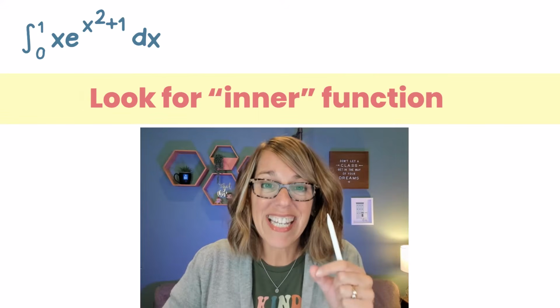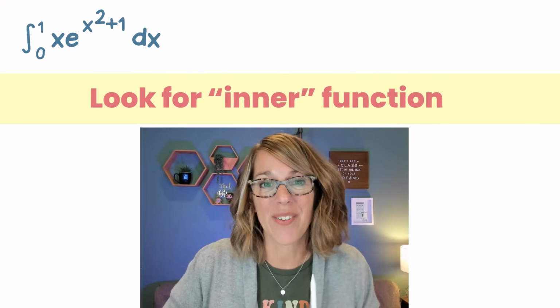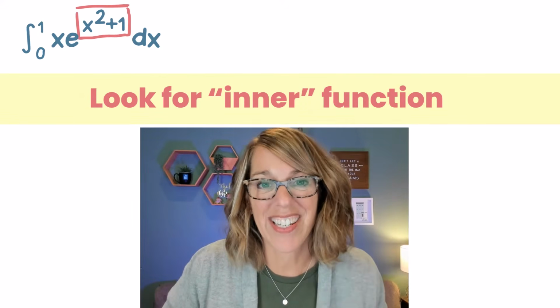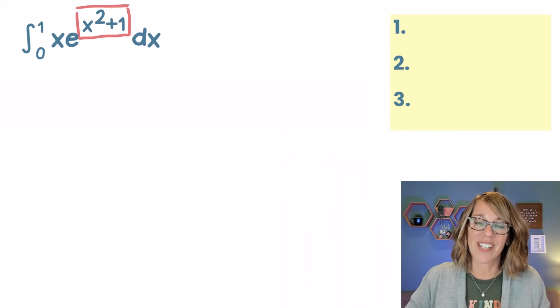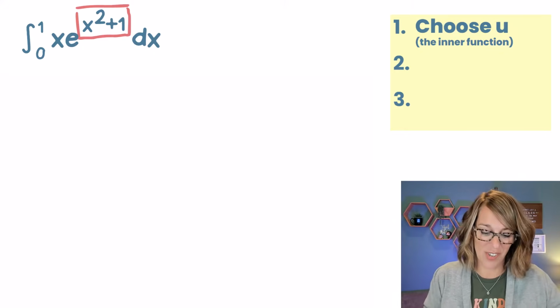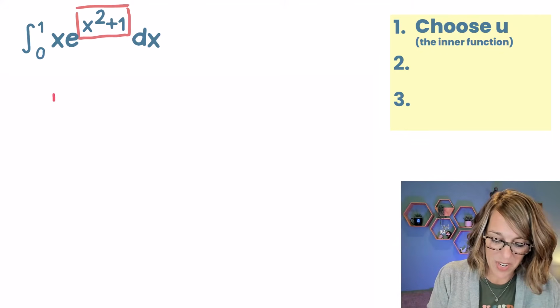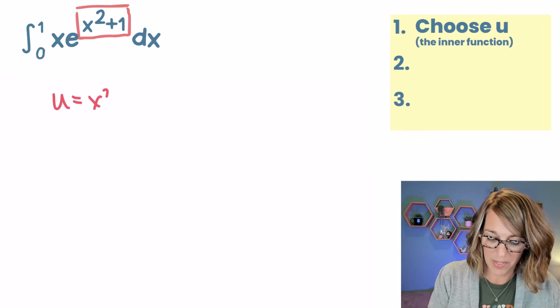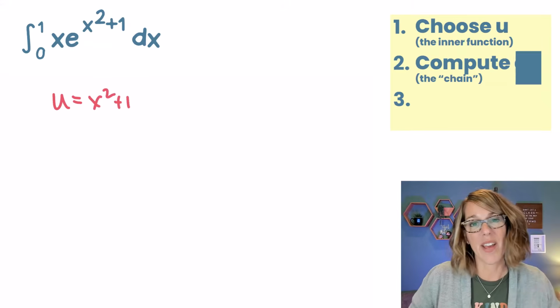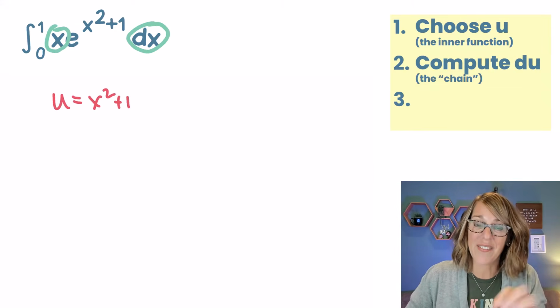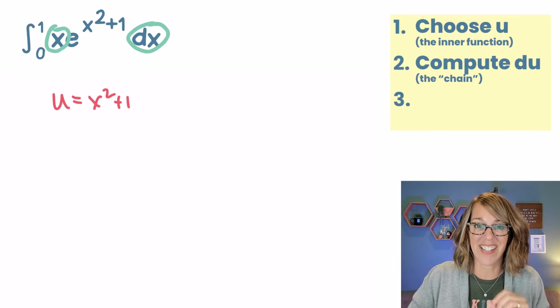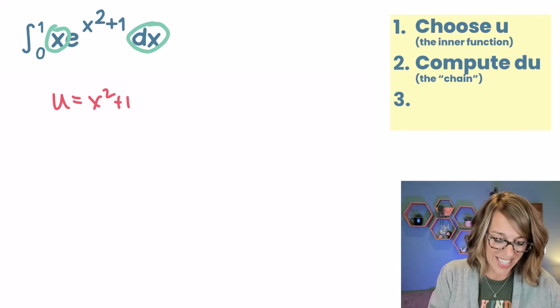We're going to focus in on what we see as an innermost function. In this case, it's our x squared plus 1. That gets us right into our steps, and step 1 is to choose u, so we're going to let u equal x squared plus 1. Our next step is to find du, and du is going to be the rest of this integrand, the x and the dx. Let's go ahead and take du now.